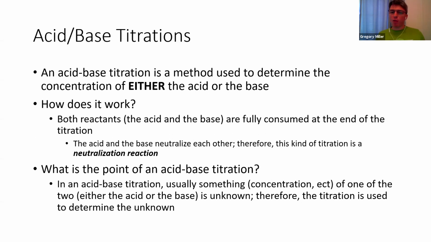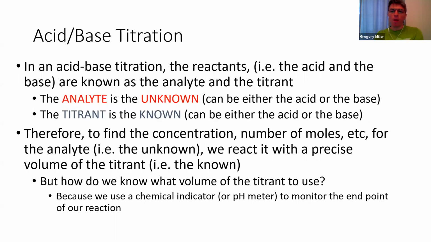Because acids and bases react to neutralize each other, it is called a neutralization reaction. And again, like every other titration, the whole point is to find the concentration of one of them, whichever is your unknown. So in an acid-base titration, like every other titration, one of them is your analyte. It is the unknown concentration. Again, it does not have to specifically be the acid or the base, but it will be one of them.